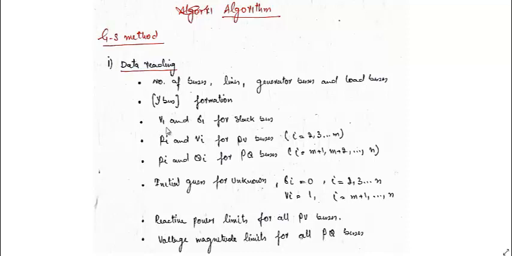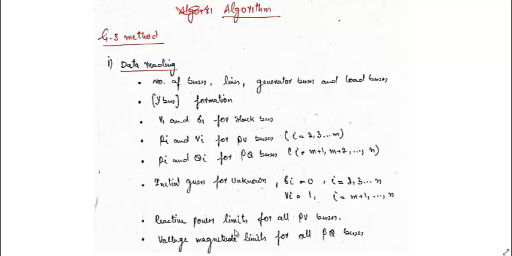but in most cases this is also taken to be equal to 1. PI and VI are to be specified for all PV buses, that is for I equal to 2 to M. PI and QI for all PQ buses, that is for I equal to M plus 1 to N. Initial guess for unknown values, that is delta equal to 0 for I equal to 2 to N, and VI equal to 1 for I equal to M plus 1 to N. Reactive power limit for all PV buses and voltage magnitude limit for all PQ buses.